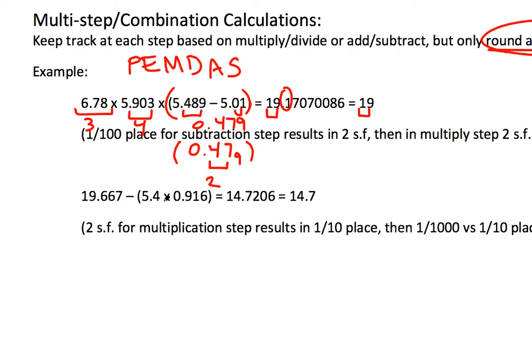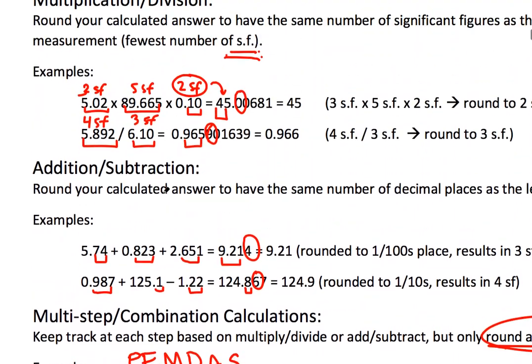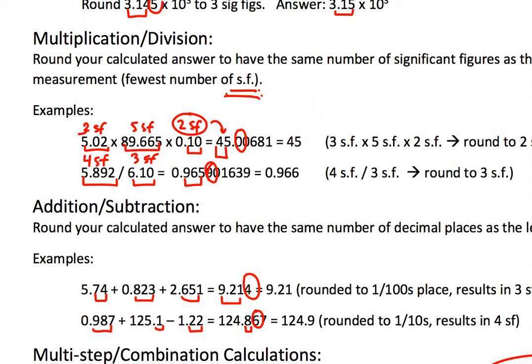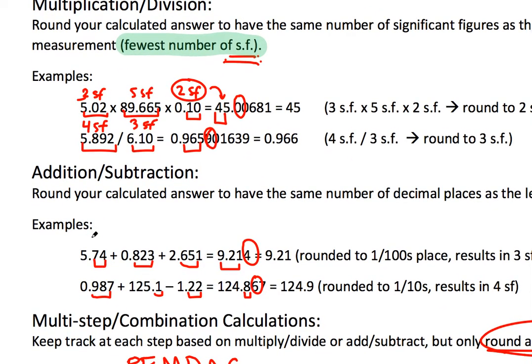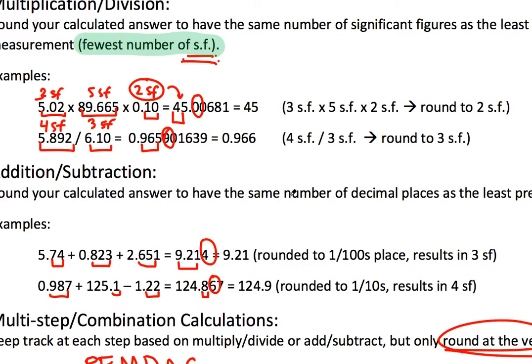Okay, last example, I'm going to do the parentheses first. 5.4 times 0.916. What rule do I use here? Do I go by least number of sig figs or least number of decimal places? I go by least number of sig figs because I'm multiplying. So let's highlight that, okay? When we multiply and divide, we go with the fewest number of sig figs. When we add and subtract, we go with the fewest number of decimal places.